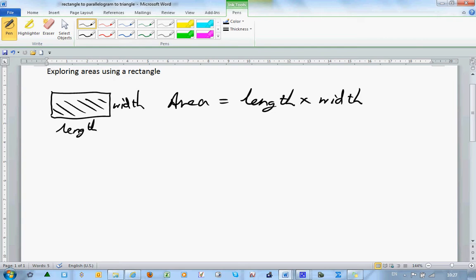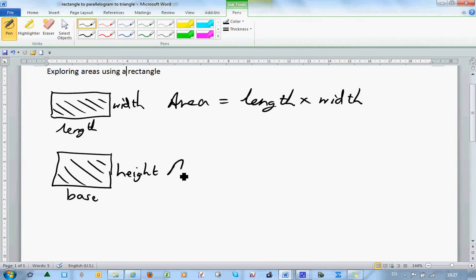Now for this demonstration we're just going to rename those sides to base and height, and you'll see why later. But basically this fits in with the formulas for parallelograms, triangles, rhombus, kite, and so on. So what we're going to use is this idea here. So we still have that the area inside the rectangle is now base times height. Hasn't changed anything, just changed the names, that's all.